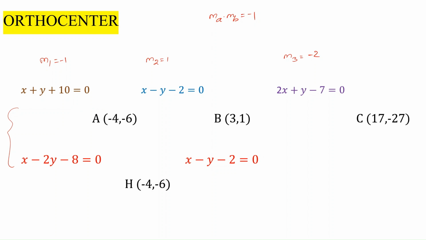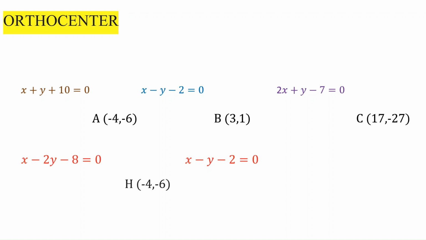to be the orthocenter. In this case, we have m1 as minus 1 and m2 as 1. When we multiply these two, it gives minus 1, which means these two lines are perpendicular to each other. That forms a right angle triangle, and that particular right angle vertex is the orthocenter. So the point of intersection of these two lines gives the orthocenter.